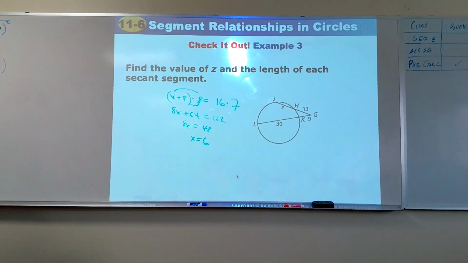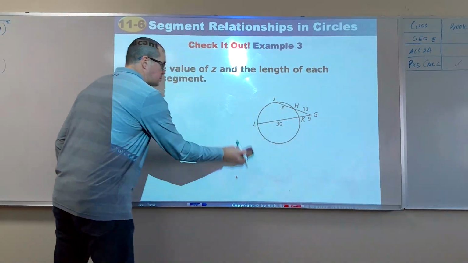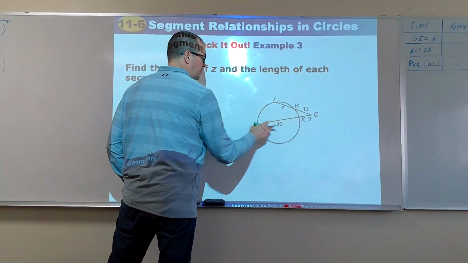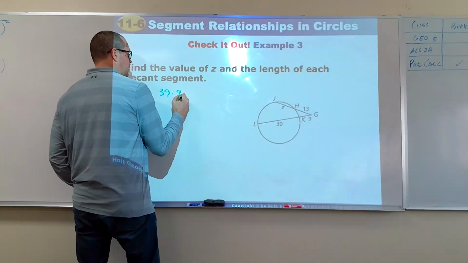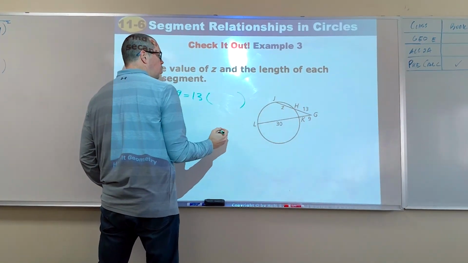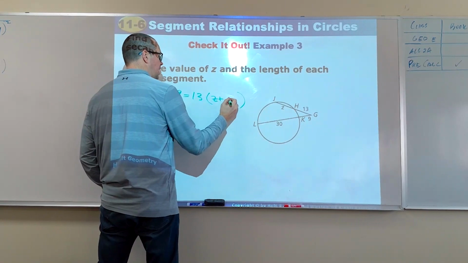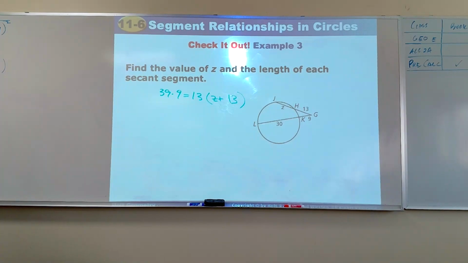Okay? Let's try that again. The whole would be 39 times the outside of the bottom, which would be 9, equals the outside of the top, which would be 13, times the whole top, which would be z plus 13. Okay? I'm going to go 39 times 9.